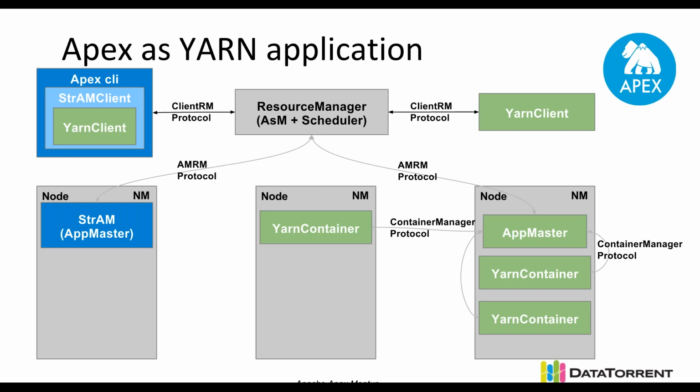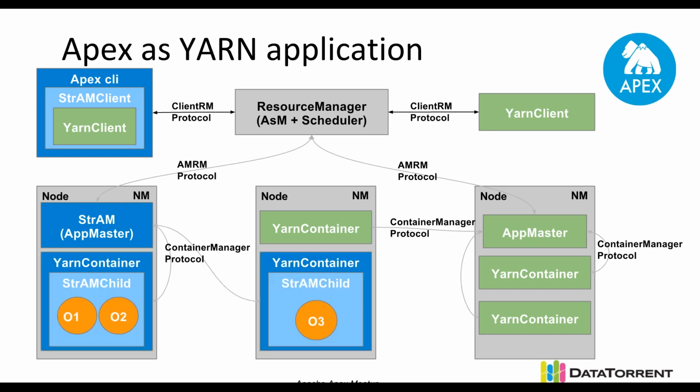This Apex CLI has a Java component, which is the Stram client. This Stram client is actually a wrapper over the Yarn client, and it will provide all the features I just explained. We will see more details of what the Yarn client actually does when it launches. The next thing, for sure, when you submit your job to the resource manager, is that you are going to launch an app master on your cluster.